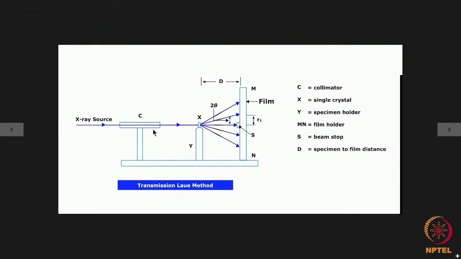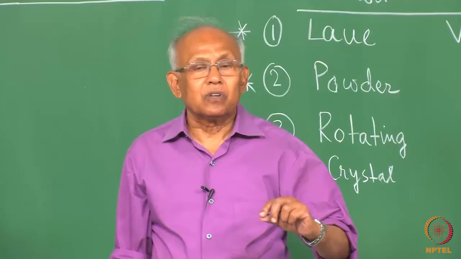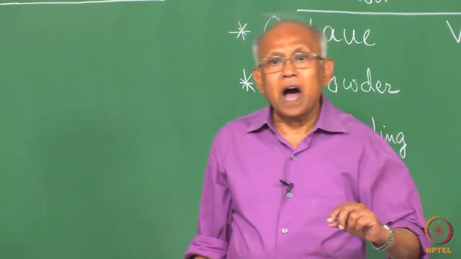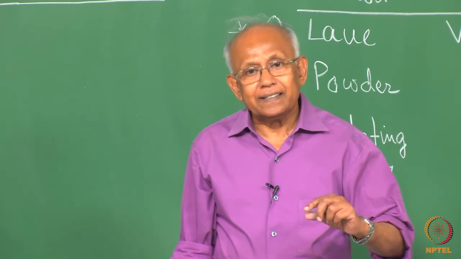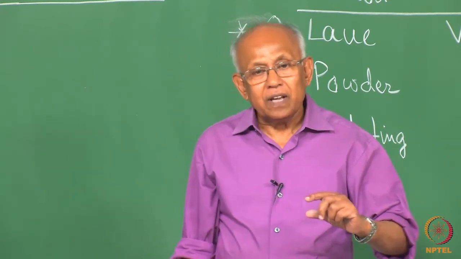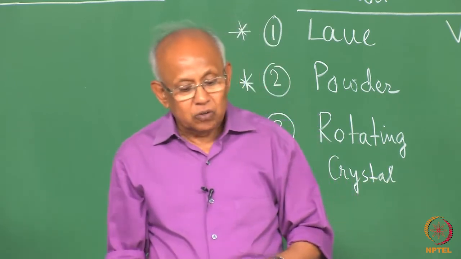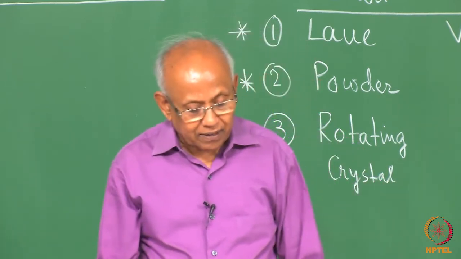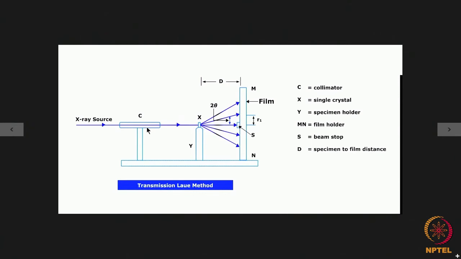Now, C is a collimator. The function of a collimator is to make the incident X-ray beam as parallel as possible. In most cases, we find that the X-ray beam coming out of the X-ray source is divergent. So in order to have a more or less parallel beam of X-rays, we use a device called the collimator, whose function is to make the rays more or less parallel to one another. This collimated beam will fall on the sample X over here, and Y is the specimen holder.